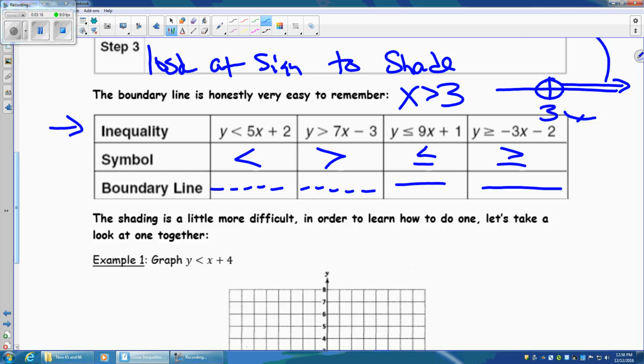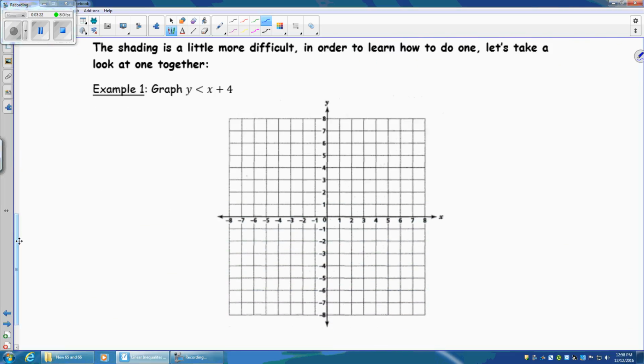So that's pretty easy. So let's do those two steps down here on example 1, and then I'll show you the last step, the whole shading part. It gets to be a little bit confusing at first. So first off, I'm going to graph my y-intercept of 4 and my slope of 1, so it looks like this. All right? Now here's how it becomes a little bit different than what we're used to. We have to look at the sign and say, okay, that has no line underneath it, so instead of being a solid line like we're used to, it's going to be a dotted line. All right, so there's that.